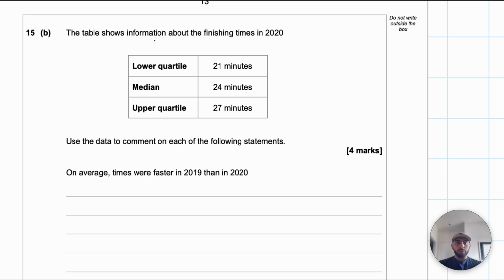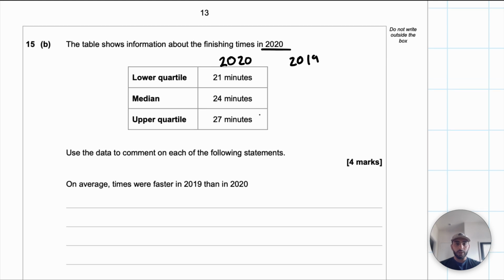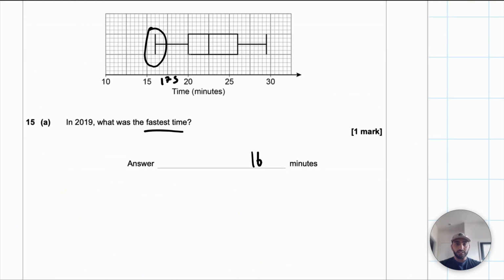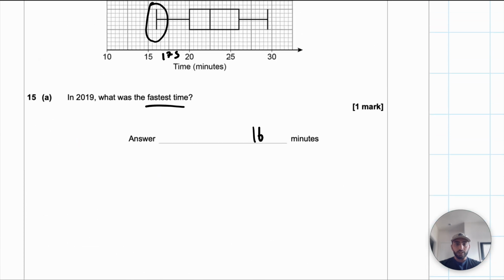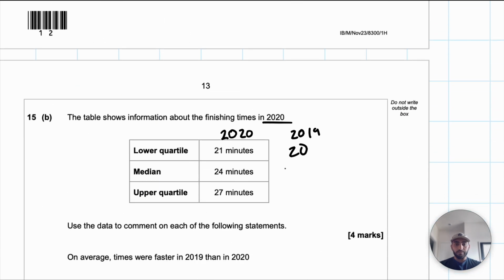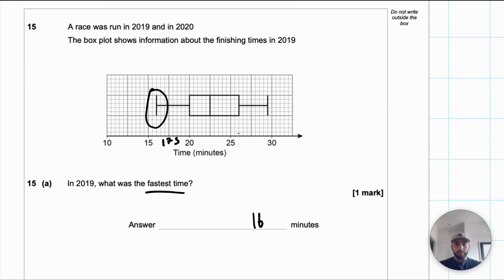Part B. The table shows information about the finishing times in 2020, and it's given us the lower quartile, the median, and the upper quartile. Use the data to comment on each of the following statements. On average, times were faster in 2019 than in 2020. Let's just find the information for 2019 first, to help us with our comparison. The lower quartile for 2019 is at 20. The median is at 22.5. And the upper quartile is 26.